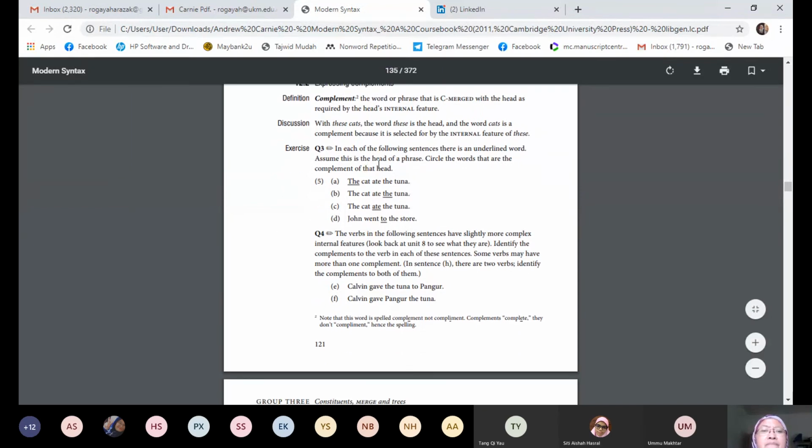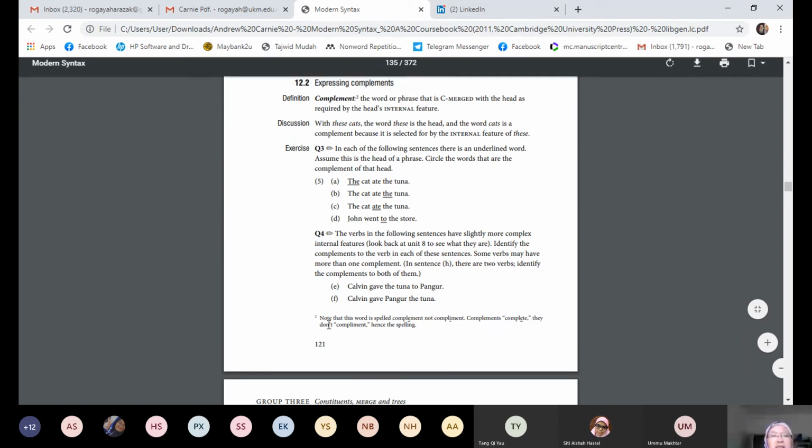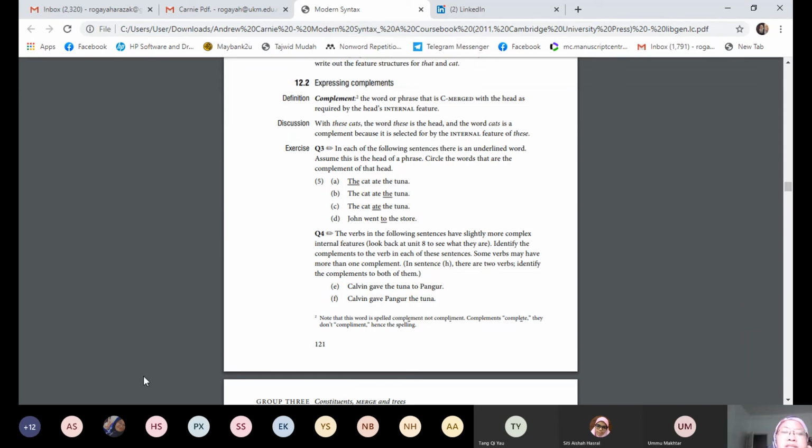In each of the following sentences, there is an underlined word. Assume that this is the head of a phrase. Circle the words that are the complement of the head. So you have: the cat eat the tuna. The cat ate the tuna. The cat ate the tuna. John went to the store. Which of these is the head? Which underline is the head?